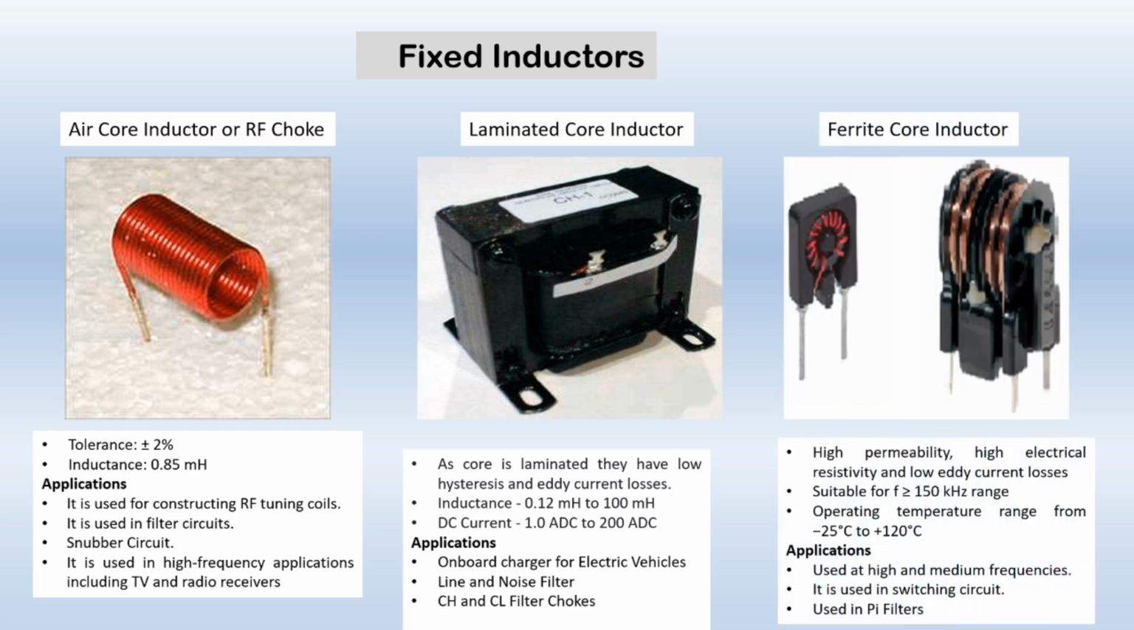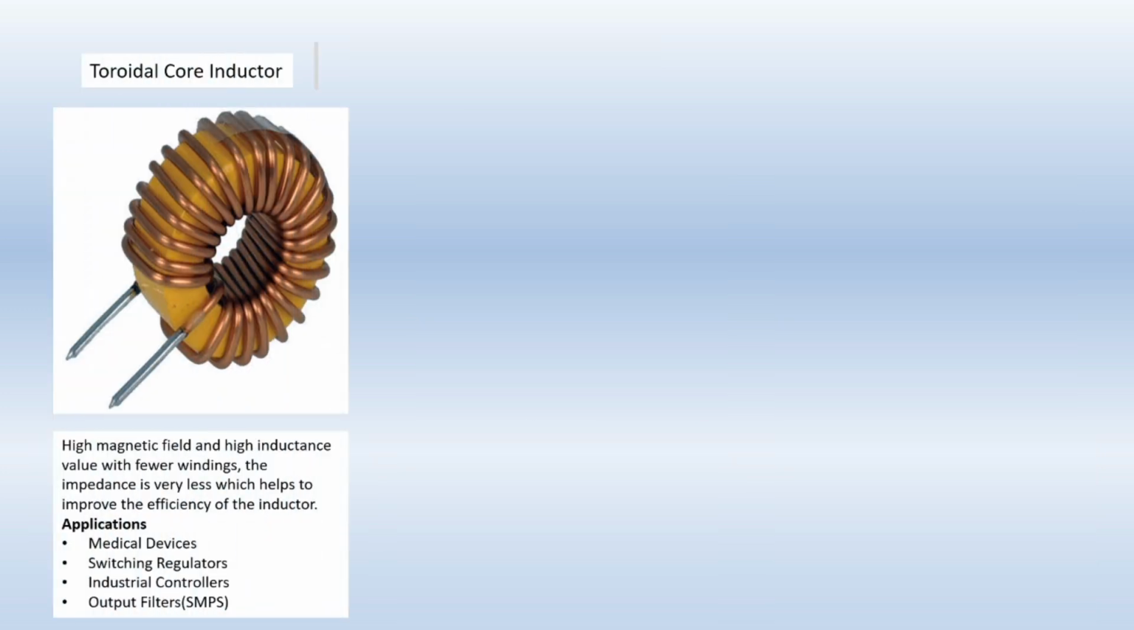Next we have the ferrite core inductor, which is made by wrapping a copper wire around a ferrite core. As we are using a ferrite core, it has very high permeability, high electrical resistivity, and very low eddy current losses. These inductors are suitable for frequencies above the 150 kHz range. They can operate in the temperature range of minus 25 degrees Celsius to plus 120 degrees Celsius. They are used at high and medium frequencies, in switching circuits, and also in pi filters.